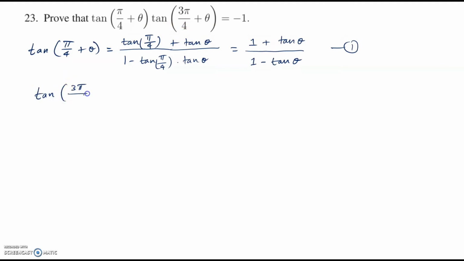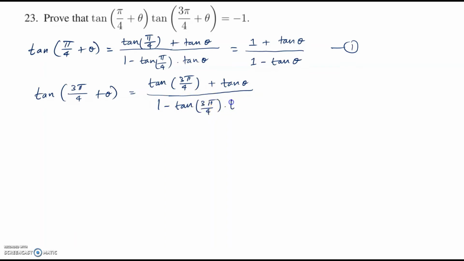Now let's take the second term, which is tan of 3 pi by 4 plus theta. So that would be again equal to tan of 3 pi by 4 plus tan theta divided by 1 minus tan of 3 pi by 4 into tan theta.